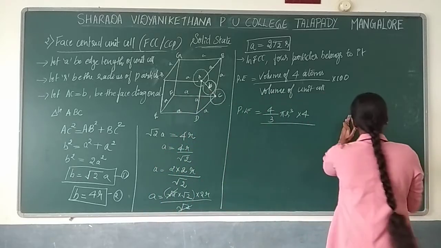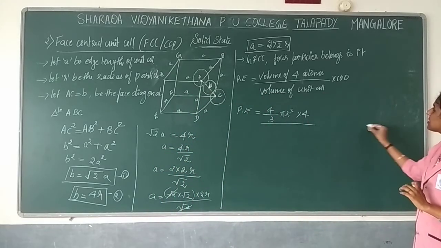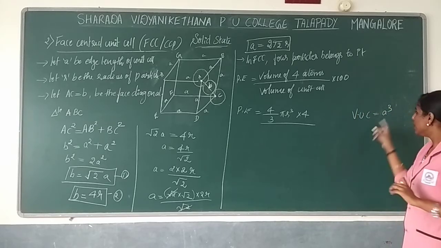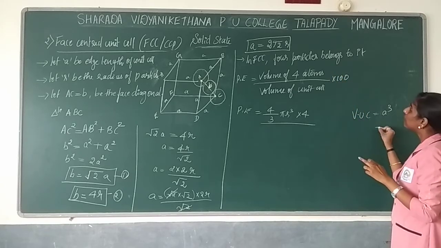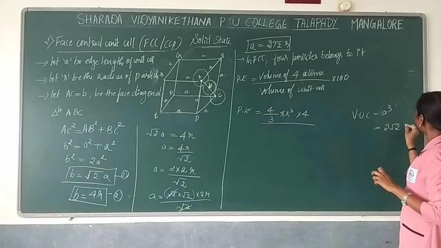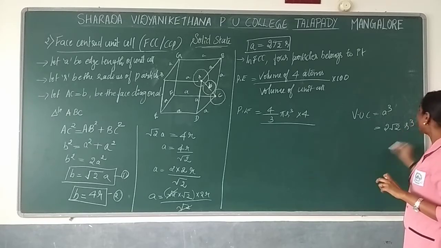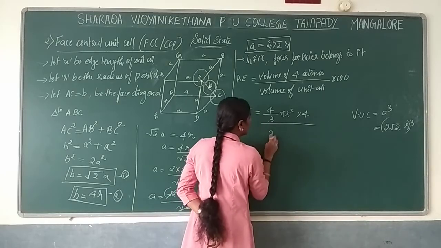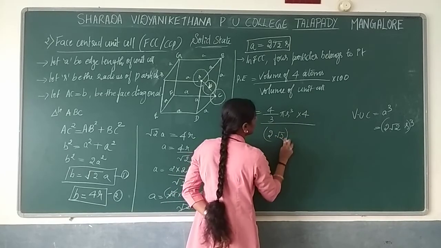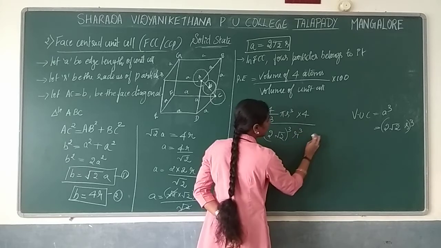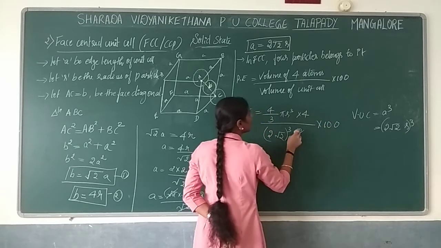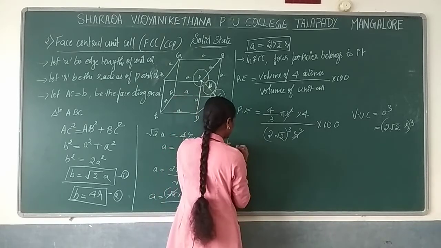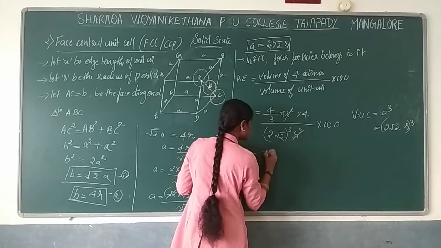Here also you have to write volume of unit cell is nothing but A cube, right? So what is the value of A? That is nothing but 2 into root 2 r, cube. So just substitute here 2 into root 2 r, whole cube, into 100. So r cube will get cancelled. Simplify it, find the value. You will get packing efficiency as 74%.